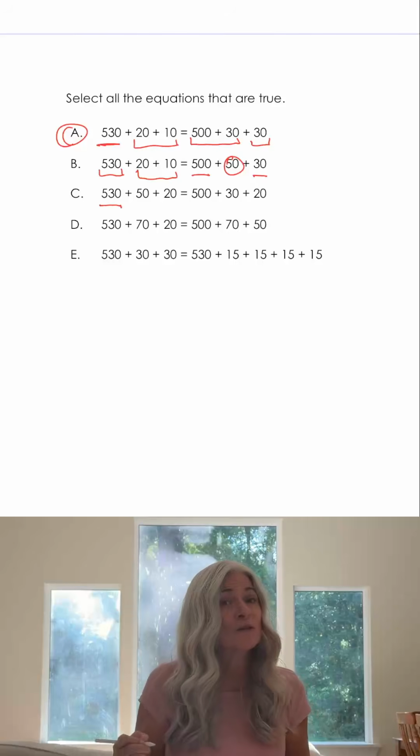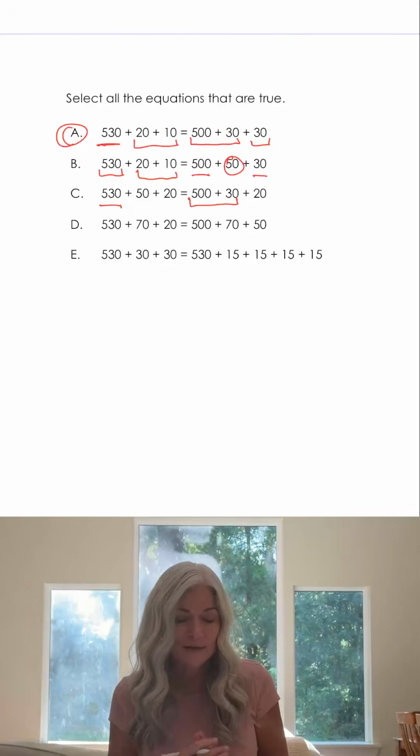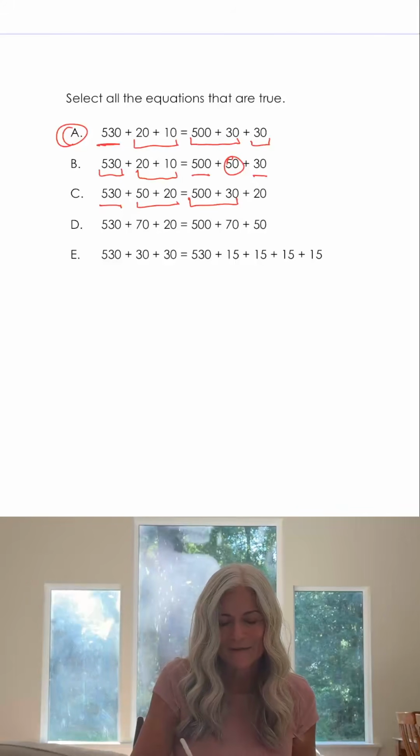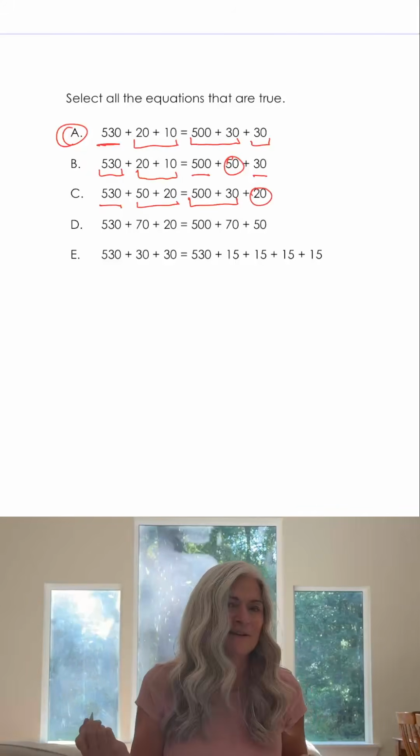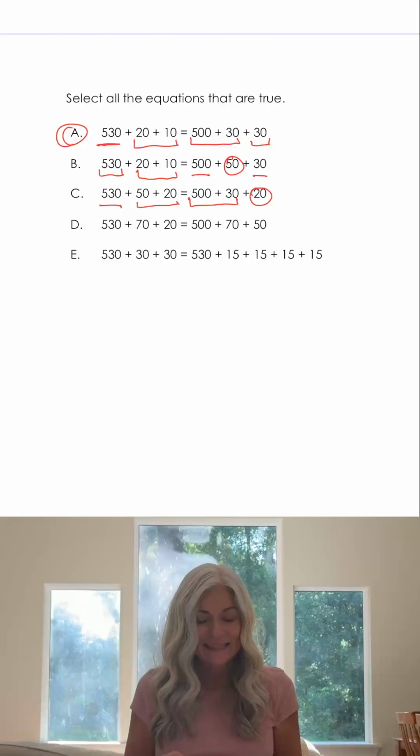I see 530 on the left. On the right, I see 500 plus 30. That's good. But wait, now I see 50 plus 20, and I only have 20 here. Those are not equal. Let's look at D.